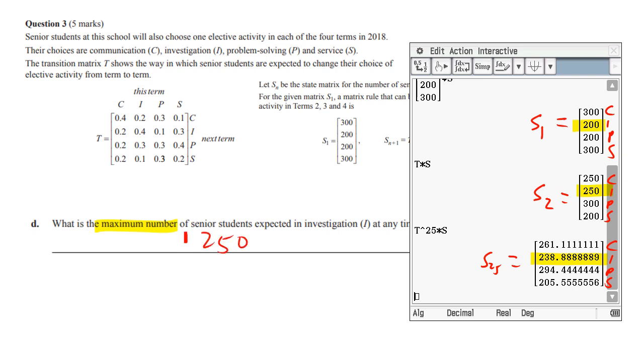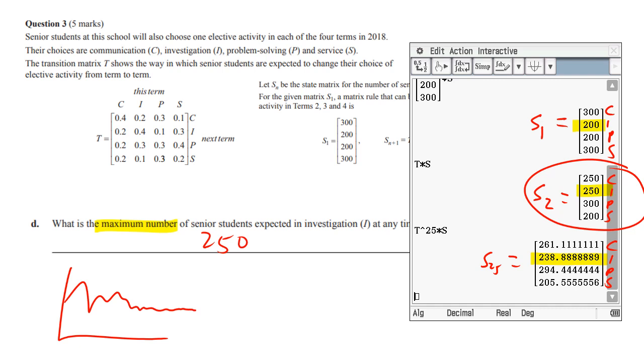Well, the maximum is 250. So sometimes when you get these things, they kind of bounce a bit before they hit steady state like this. It's actually bounced up and then down and then wiggled out to a steady state situation. But a lot of people made the mistake and went straight to a steady state. What you really should have been doing is looking at S1, S2, S3, S4 and seeing which one had the biggest I. So only half the people got that one right.